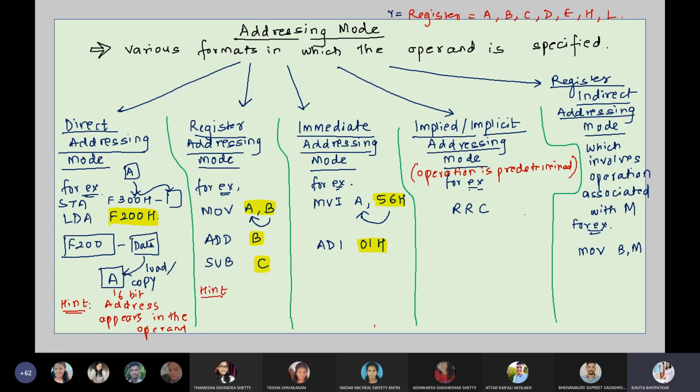हिंट ऑफ रजिस्टर एड्रेसिंग मोड है whenever R appears. R का मतलब क्या है? It can be any one of the registers A, B, C, D, E, H, L, any one of these 7. So whenever R appears in the operand, it is register addressing.